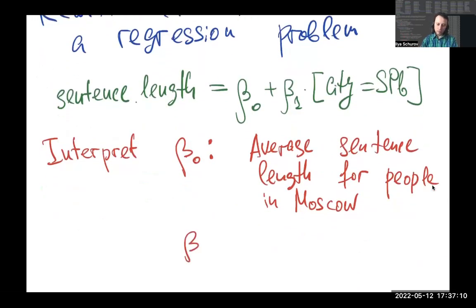And what about beta 1? How to interpret beta 1? The sentence length is for people from St. Petersburg? Beta 1, you said that this is the average sentence length for people in St. Petersburg? Beta 1 alone or something else? So if a particular person is from St. Petersburg, what does our model predict as a sentence length that corresponds to this person? So Alexei wrote in the chat that this is a difference. Which difference?